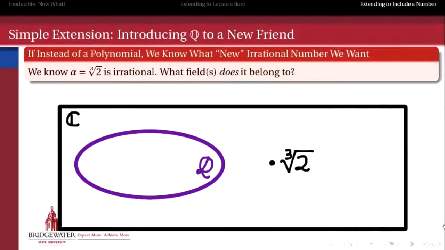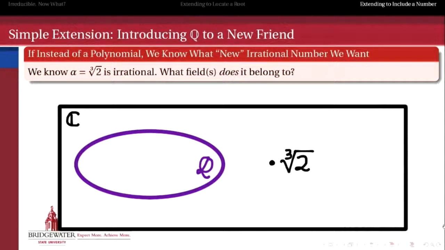So what about going the other way around? How do we introduce Q, the rational number system, to a new friend? Instead of a polynomial, we know what new irrational number we want in our field. So let's take the cube root of 2, for example. You can convince yourself using some basic number theory that that's an irrational number, so it doesn't belong to Q. But what field does it belong to?